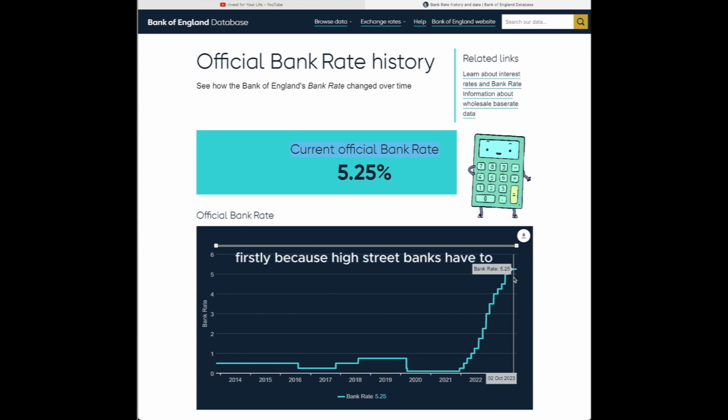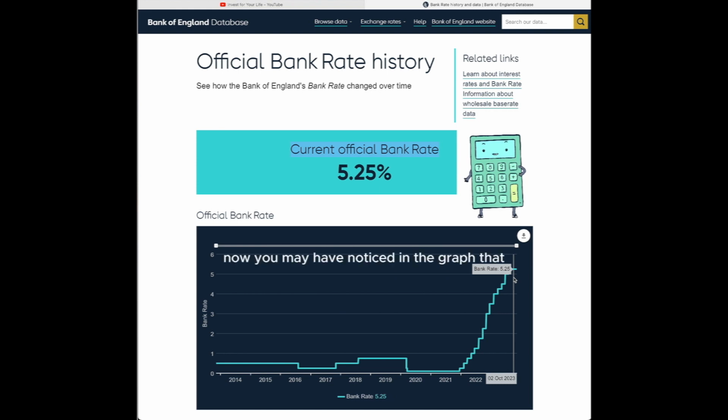Firstly, because high street banks have to pay this rate on money they borrow, they will adjust accordingly the interest rates on all of their products, like business loans and mortgages, to ensure they make a profit. Secondly, interest rates for different borrowers, including the government, have to follow suit and adjust to be competitive. If their interest rates aren't competitive, then they won't attract the money they need.